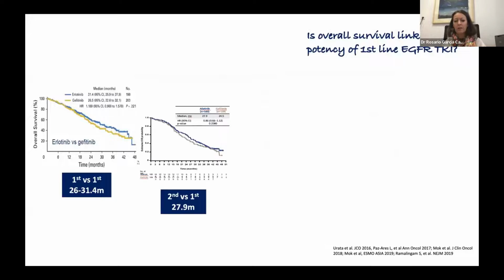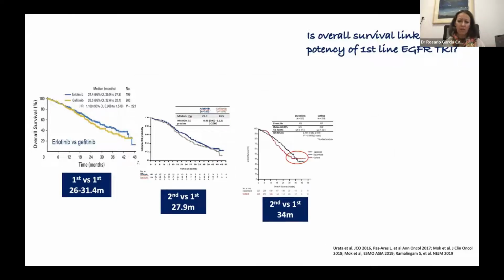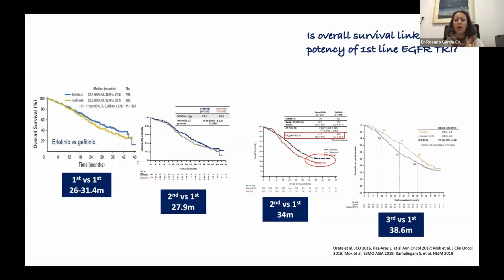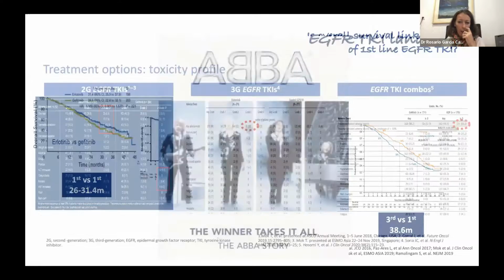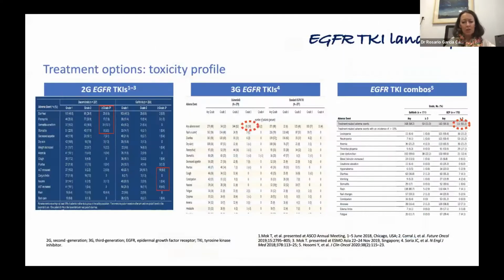And if we look at the OS, the overall survival, and we analyze the different data we have with first, with second, and with third generation, clearly we have, I would say, a winner. Maybe, like ABBA used to say, the winner takes it all. We need to analyze also the toxicity profile.